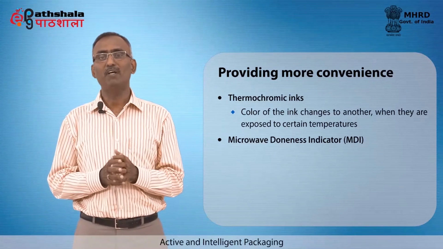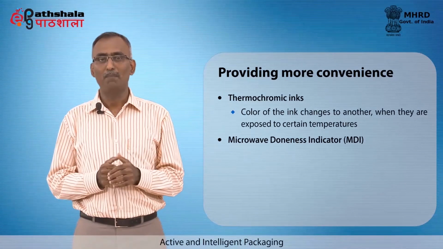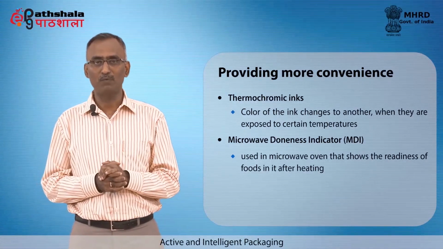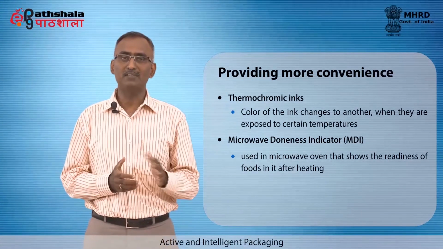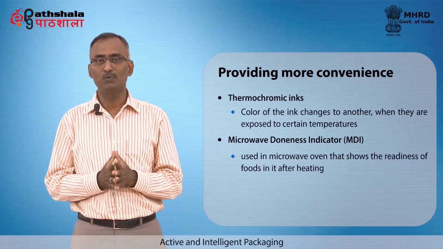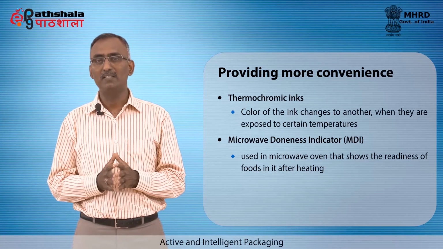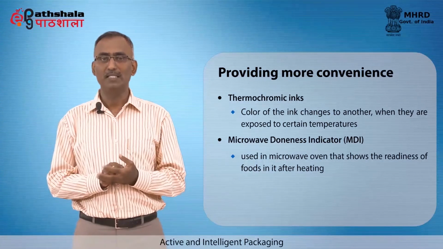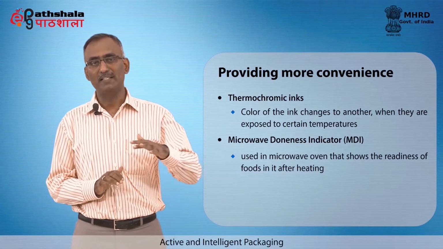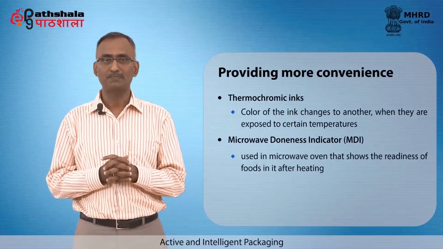Then comes the microwave doneness indicator. Microwave doneness indicator is a special type of indicator used in microwave oven that shows the readiness of foods in it after heating. The doneness indicator should be used only for the products that heat uniformly. The indicator should be placed on the lid or cover of the container, which can be seen easily.